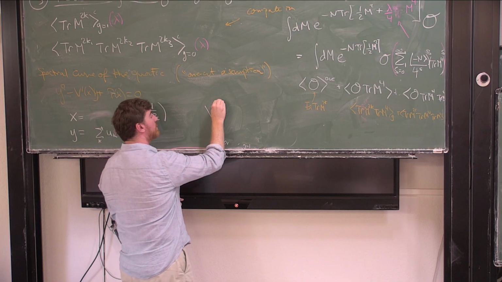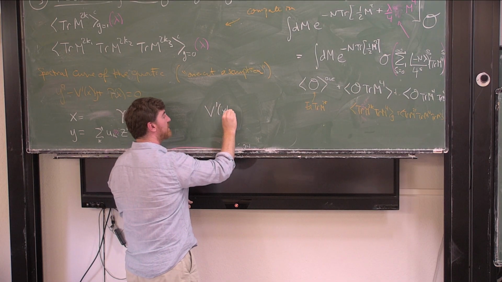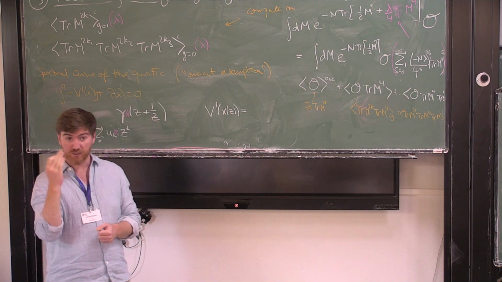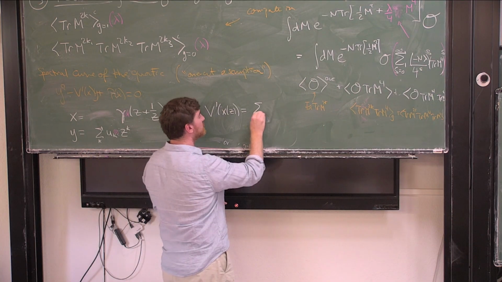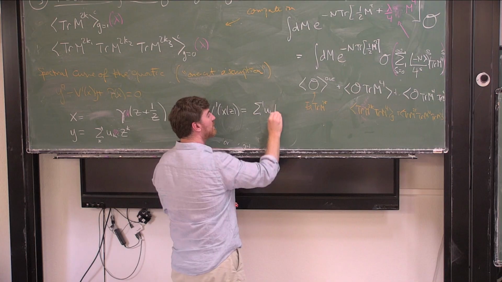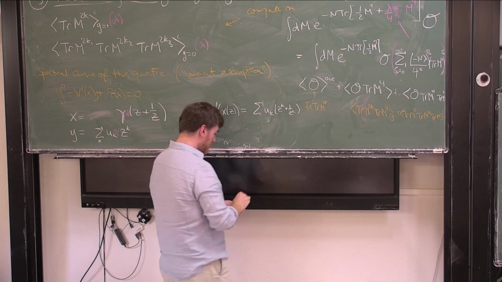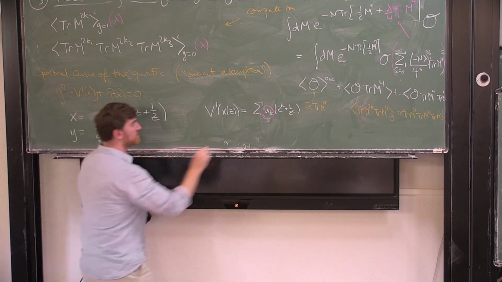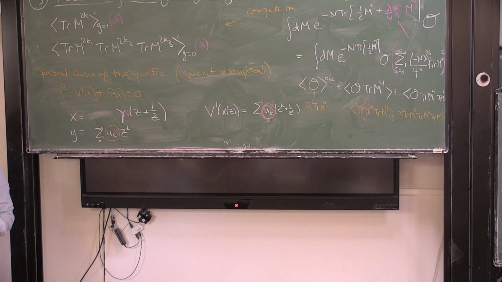If you plug in v prime of x of z, it always is symmetric under z goes to 1 over z. So it's going to have some expansion that looks like this: u_k, z to the k plus 1 over z to the k. And these u_k are going to be precisely the same as these u_k.